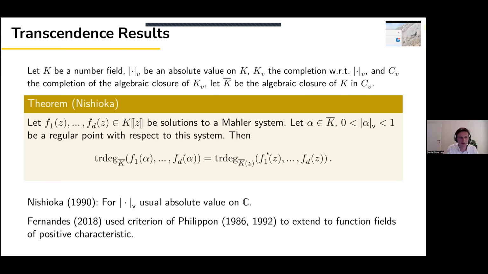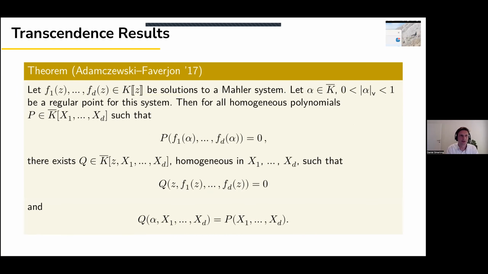And this was proved by Nishioka for the usual absolute value. And now recently, Fernandez used some generic framework of Philippon to show this also for function fields of positive characteristic. This is not something that we need, but this approach also allows one to see that this works for non-Archimedean absolute values, which is something that we needed in the paper.